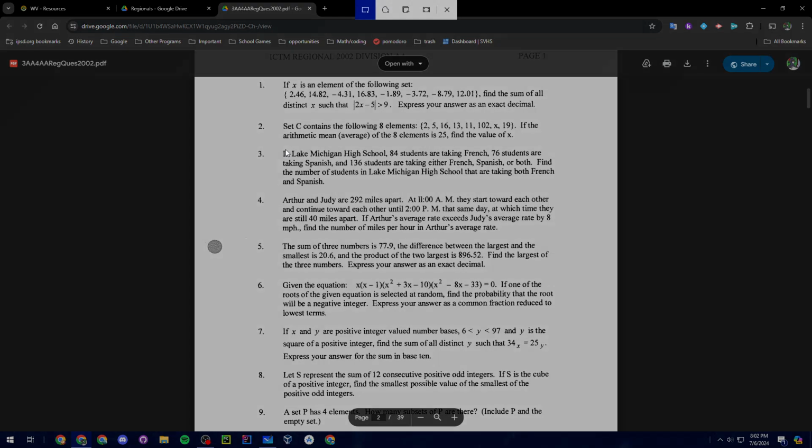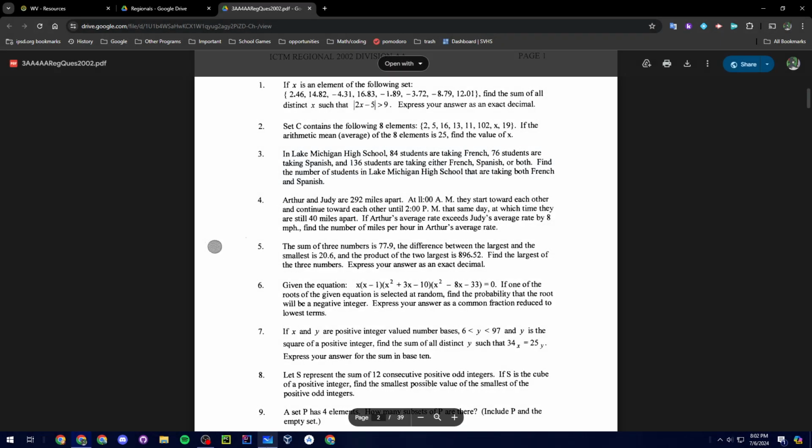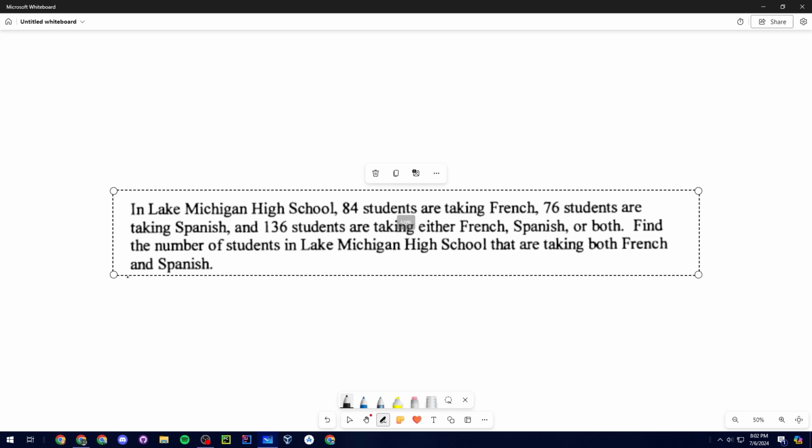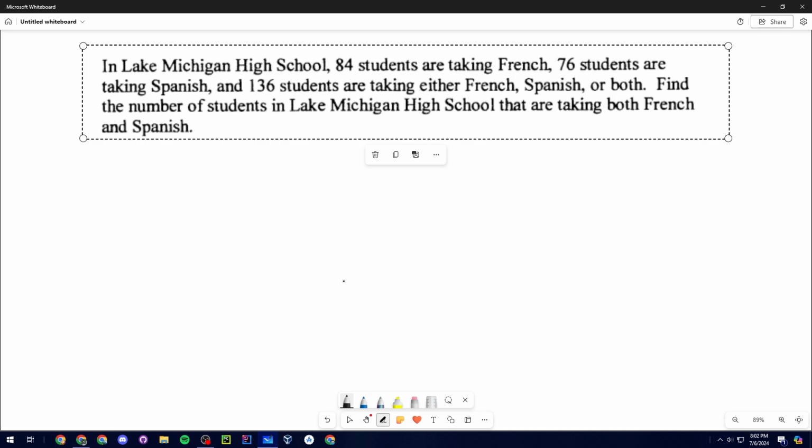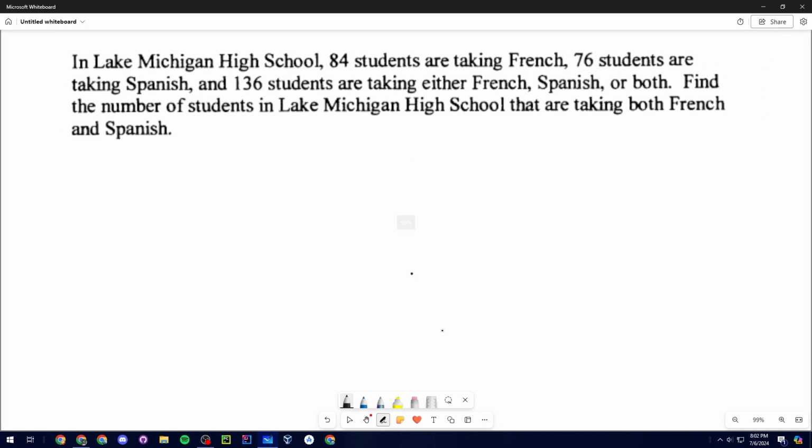Next problem appears to be a Venn diagram problem. Interesting. Oh, but there's only 2 categories, so you don't even need to draw the fancy picture. I'm just going to let F be the people only taking French, S be the people only taking Spanish, and then B for both. Do I need any other variables? No. So the first sentence tells me F plus B is equal to 84.